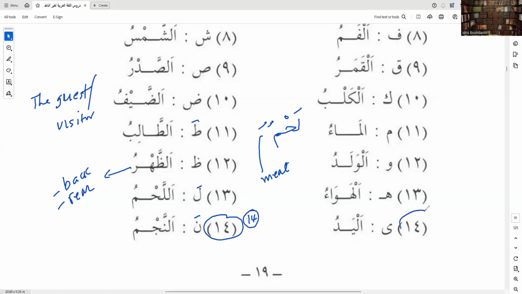And then we have 14 letters for Qamariya. So in total, we have 28 letters. The 28 letters in Arabic are divided into the moon letters and the sun letters, and each is treated differently in relation to the definite article al, which we have already explained.